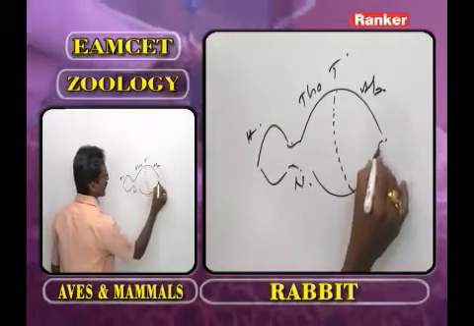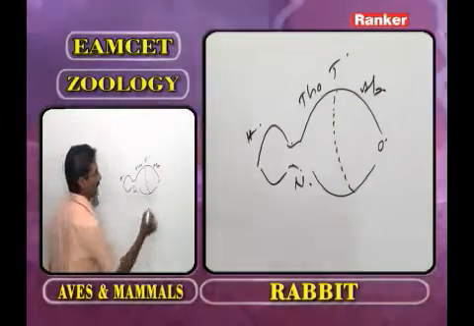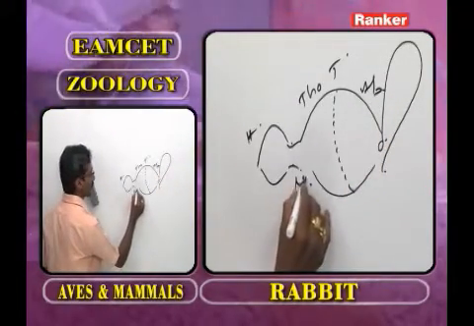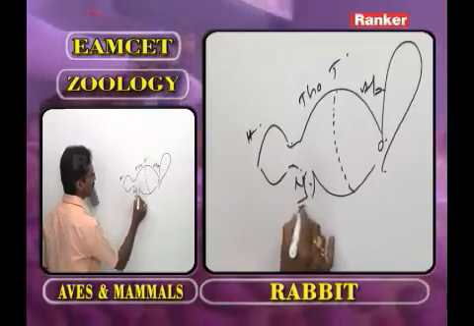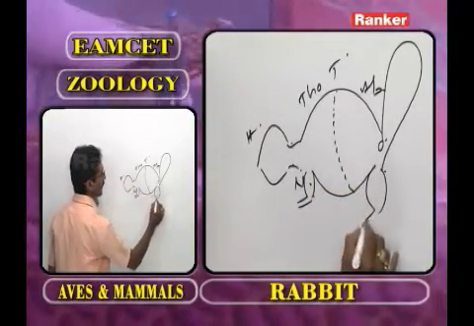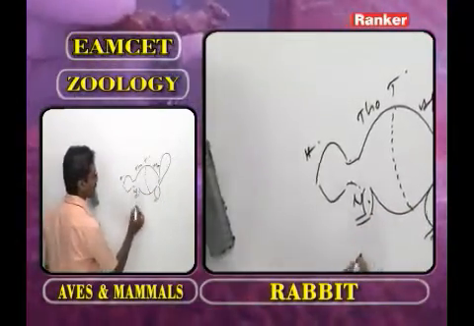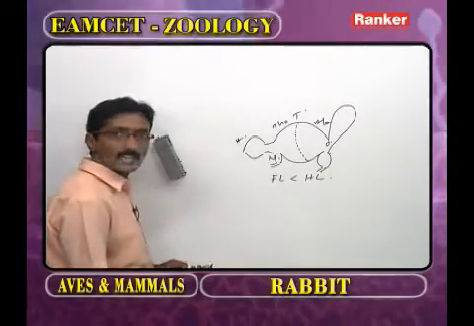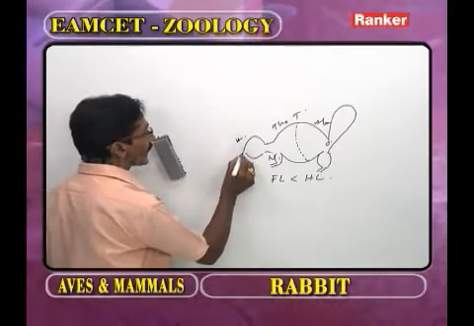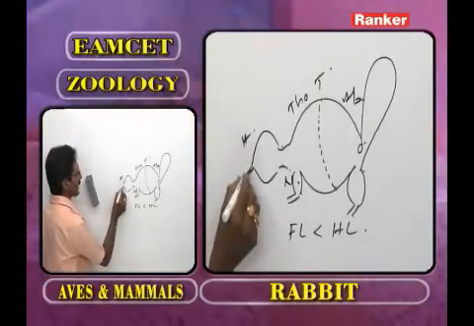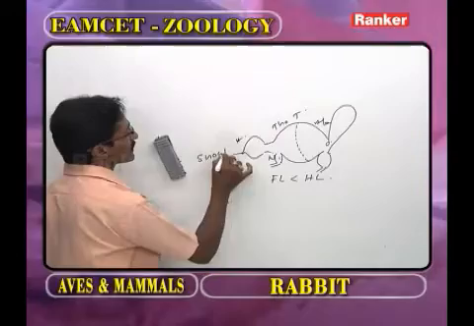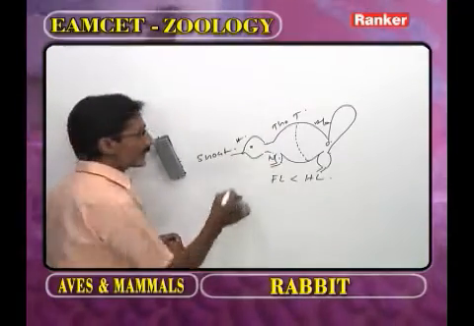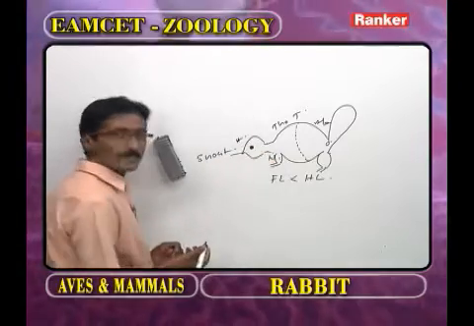At the posterior part of abdomen, what is present? The anus. Beyond anus, what is present? The tail is present. Now, there is one pair of forelimbs and one pair of hind limbs. The forelimbs are shorter than the hind limbs. This anterior part of head we call snout. Now, on either side of head, what are present? The large eyeballs are present.